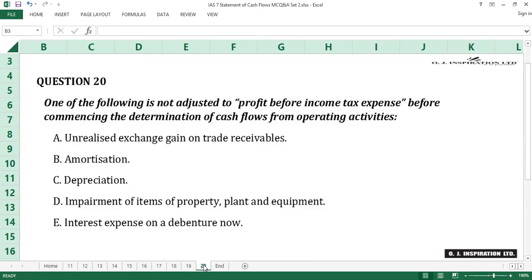Question number 20. One of the following is not adjusted to profit before income tax expense before commencing the determination of cash flow from operating activities. A, unrealized exchange gain on trade receivables. B, amortization. C, depreciation. D, impairment of items of property, plant, and equipment. E, interest expense on the debenture. Now, time counts.